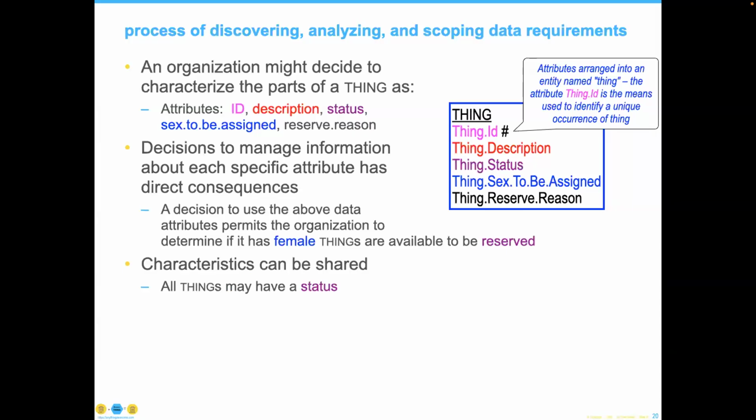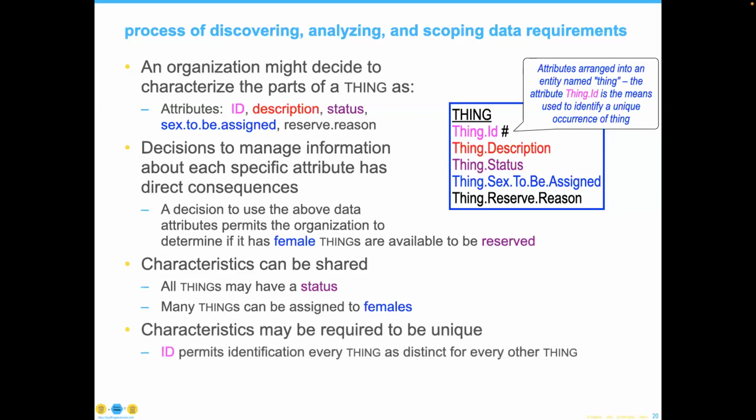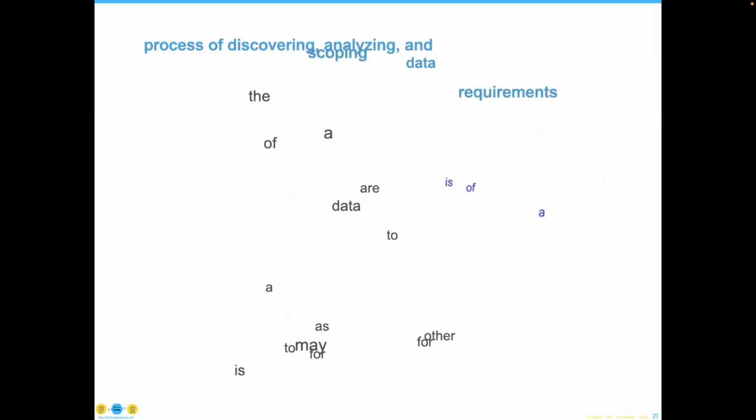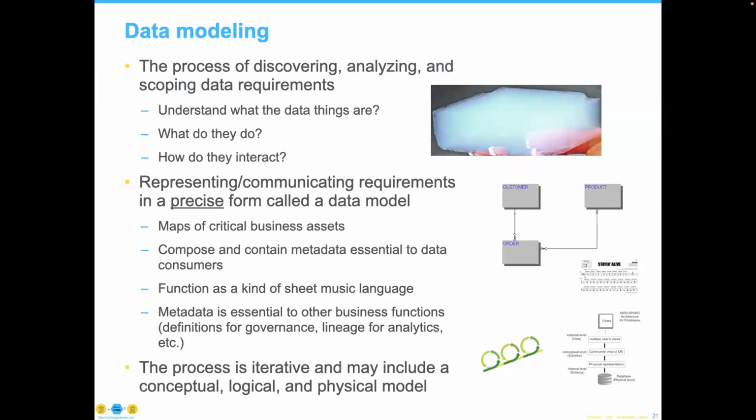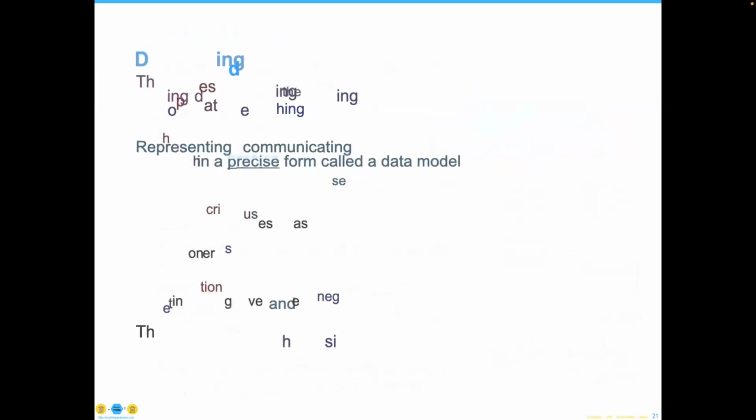If you need to have female things or exclusively male things, whatever they happen to be, and you don't specify them in your data model, they will not be able to be done that way in the real world. All things in this case have a status, and many things can be assigned to a female in this case. And again, the ID permits every distinct thing to be distinct from every other thing. The description is also likely to be unique for each thing that we're looking at in there. So that's the process of discovering, analyzing, and scoping.